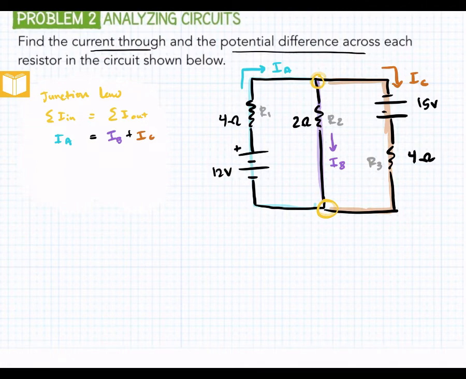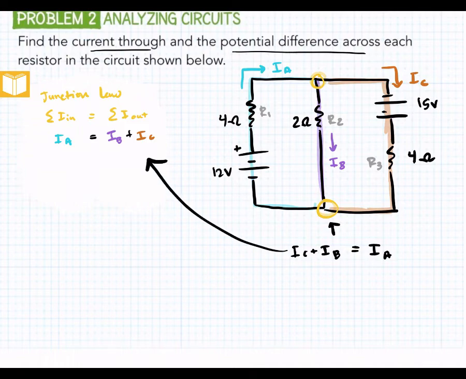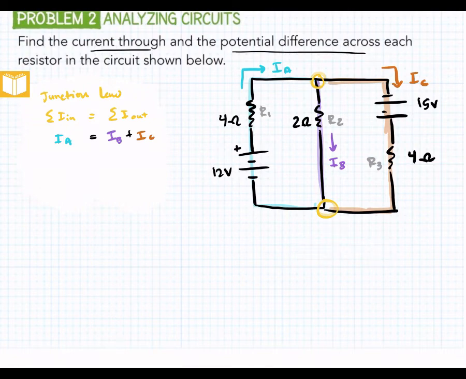Now you'll notice if we look at this other junction, we get pretty much the same thing. Currents going in are IC and IB, and then current going out is IA, but you can see this is the same equation as this, so we don't actually need to do it again. This is a redundant equation. So you can get 2 junction equations from your 2 junctions, but they're not necessary. So we'll call our junction equation our first equation in our system.